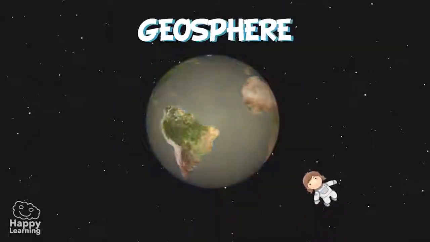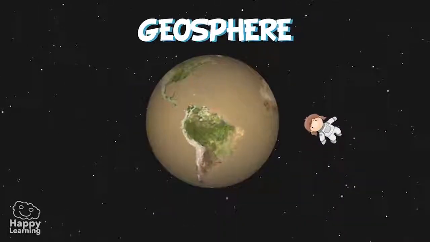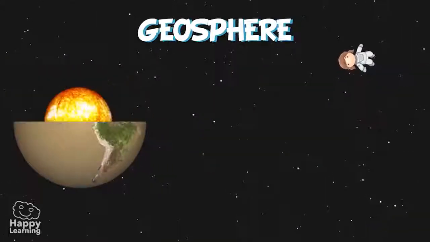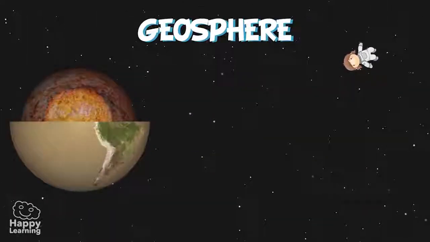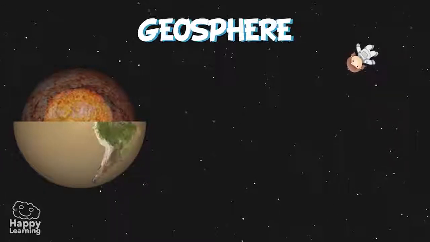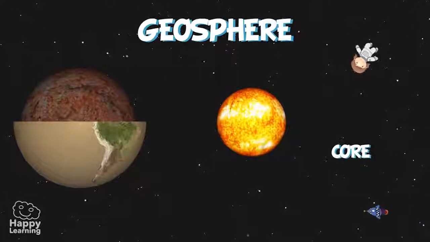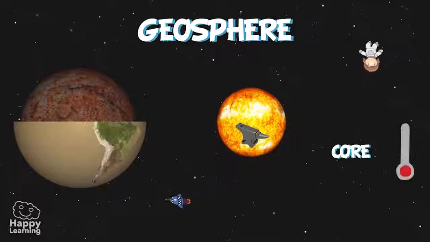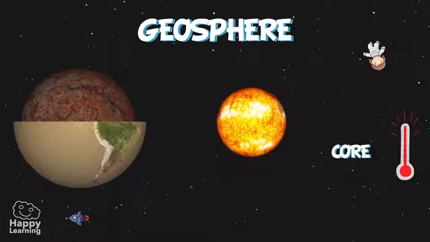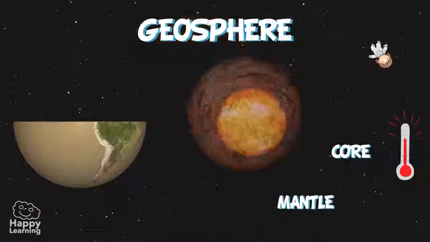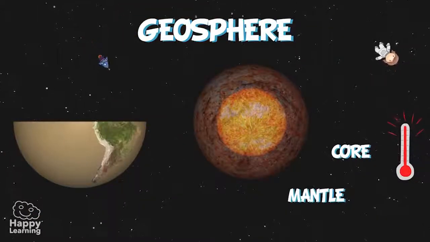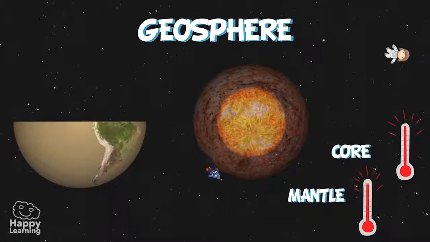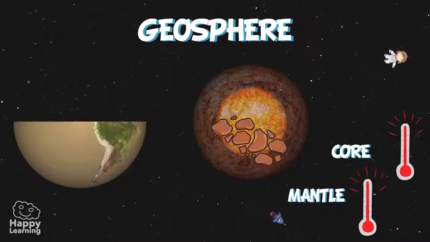The geosphere is the most solid part of the Earth and is divided into 3 separate layers: the core, the mantle, and the crust. The core is the Earth's center. It is made up of metals and its temperatures are extremely high. The mantle is the geosphere's thickest layer. The temperature in the mantle is also very high, so high that some rocks found there even melt.